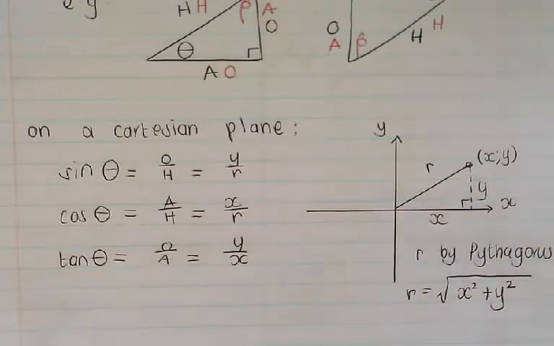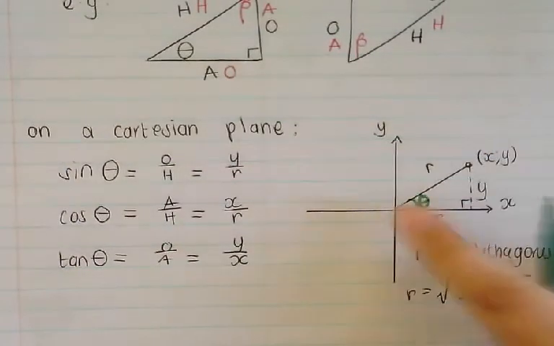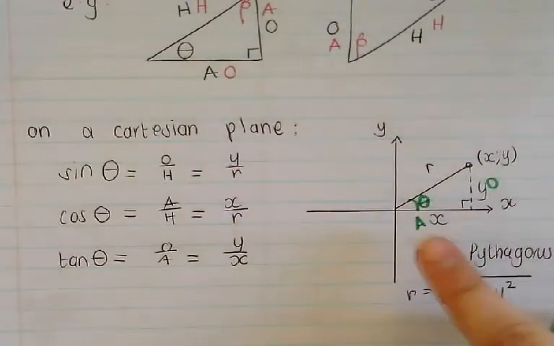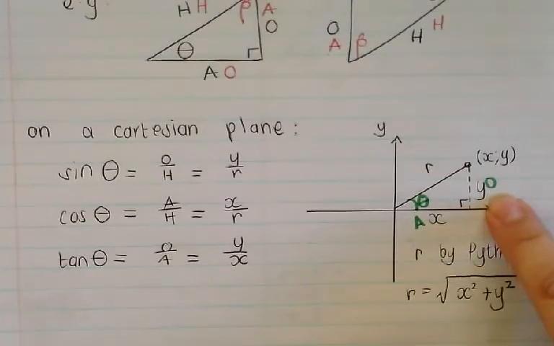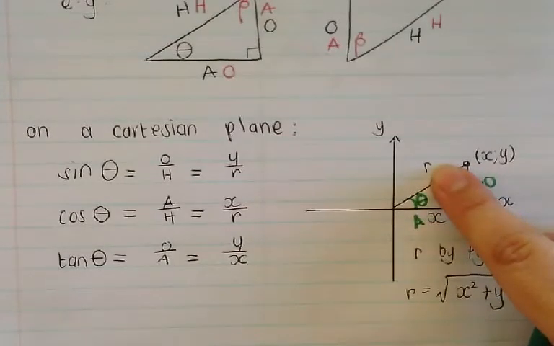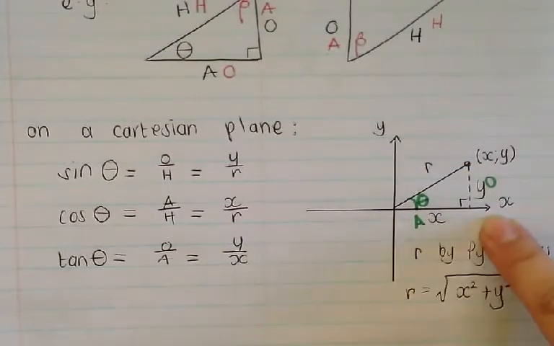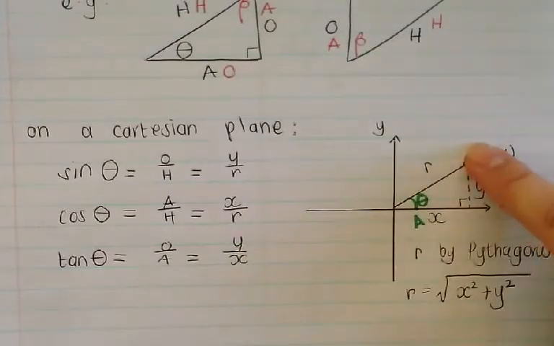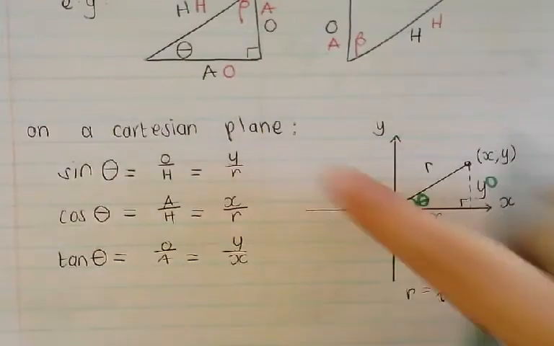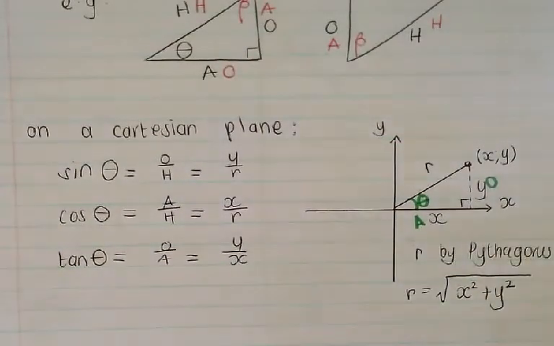Right? Let's just confirm. There's my theta. There's my opposite. There's my adjacent. So sine is opposite y over hypotenuse r. Cos is adjacent x over hypotenuse r. And tangent is opposite y over adjacent x. So in that first quadrant, that is what it looked like. Now, still kind of a recap, but we're just going to confirm that that's true in every other quadrant.